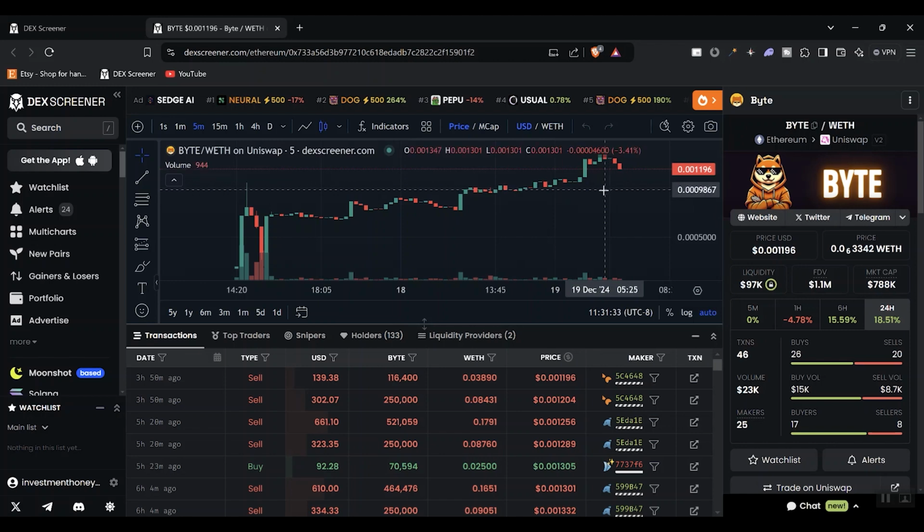If it was me, this is what I would do. I would go ahead and place a buy of maybe $1, on a chart like this, something super small. And then I would set a dip alert in the bot, which you can do in Maestro. Set a dip alert, set whatever amount it's going to be.